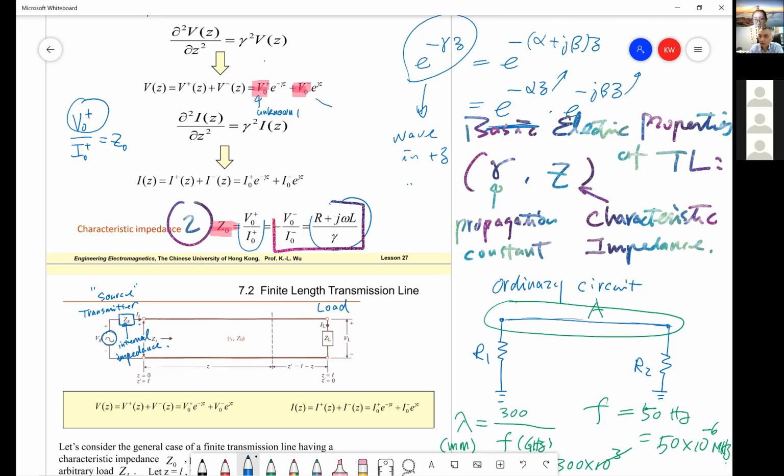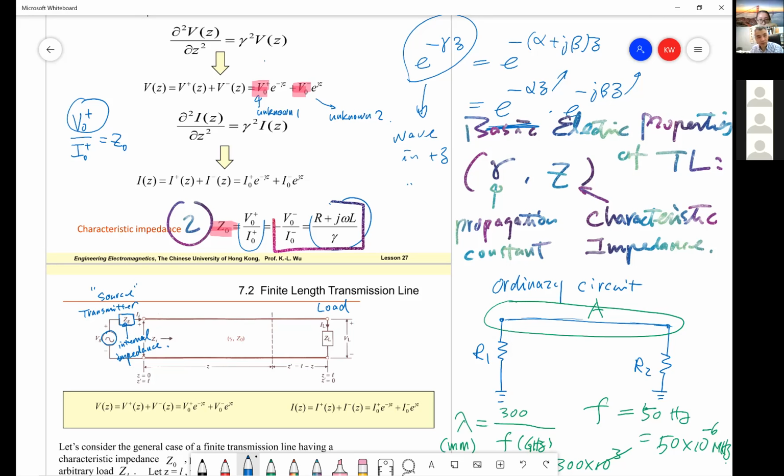Unknown 1, unknown 2, or at least the relationship of these two unknowns. Okay, can we determine them? We need to determine them, right?